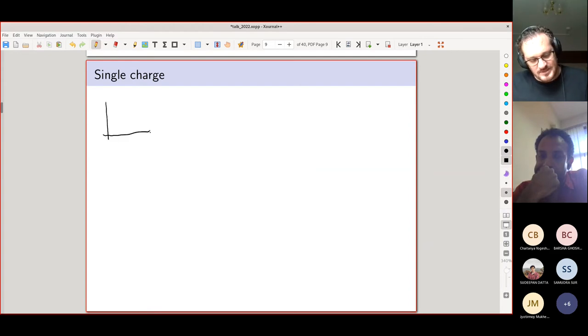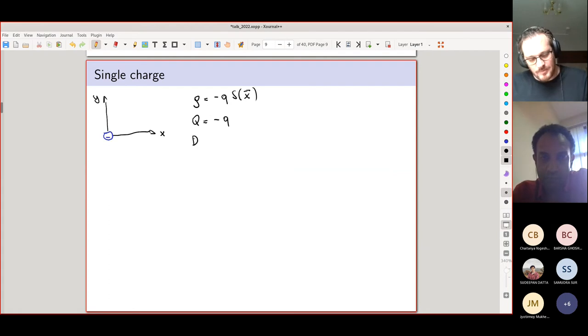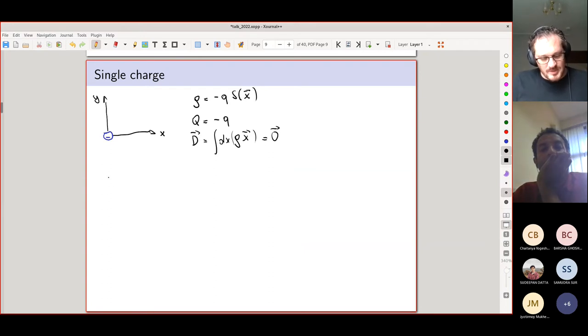So as a first step, let's put this single charge here at the origin. And let's just take a negatively charged particle. And the density is now given by the following. And the charge can be easily computed, and it's just minus Q. And we can also compute the dipole moment, which is just the density integrated here, and that leads, due to the delta function, just to zero.